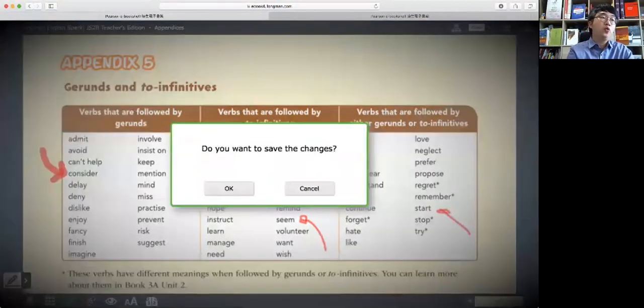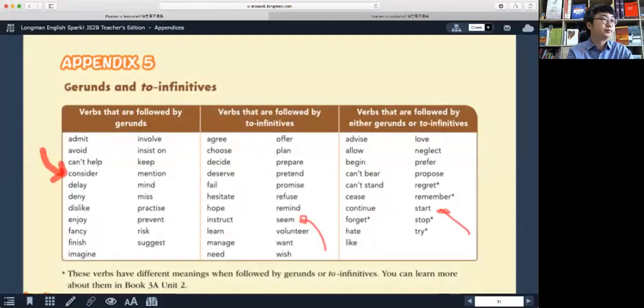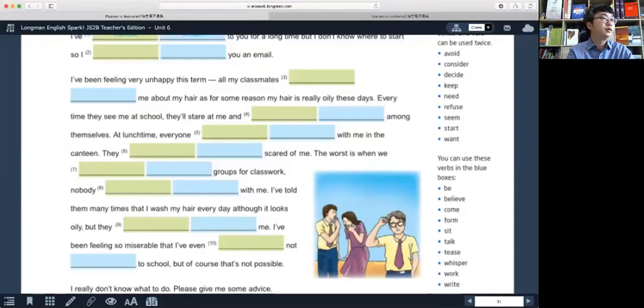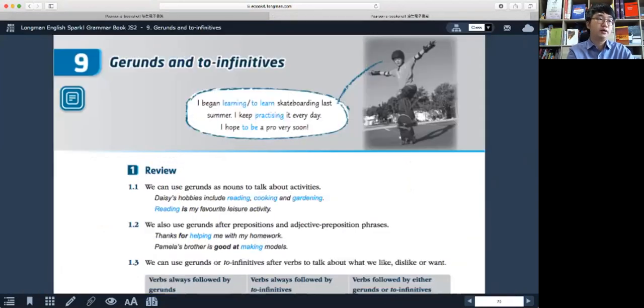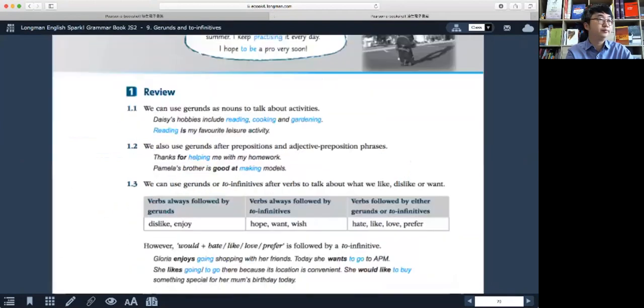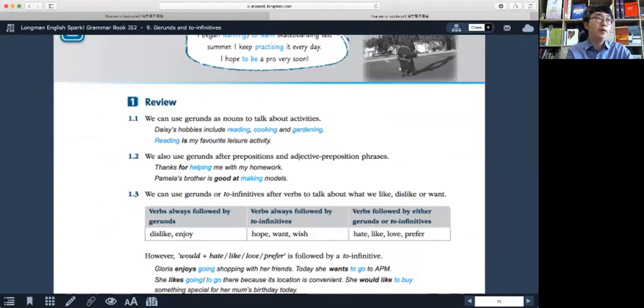So this is why we have an example here: Kent started going or to go to the gym 3 times a week. All right. So if you still don't understand, it's fine, because I'm going to go through the grammar book with you together. The grammar book has better explanations on this topic. All right, so I'll go through with you now. So page 70 of your grammar book, please turn to unit 9, page 70.